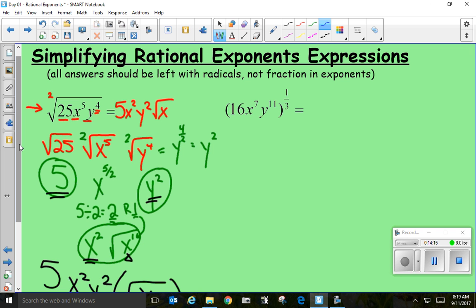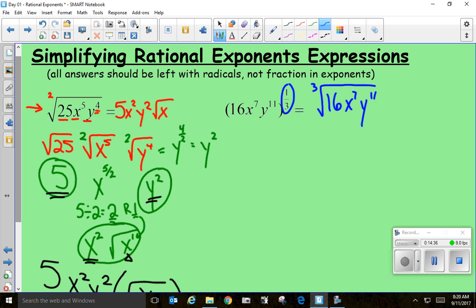All right. So don't forget, this is the cube root, right? This will be the cube root, and everything will be to the power of 1. So it's 16 x to the 7th, y to the 11th, to the power of 1. But I don't really have to write the power of 1. I don't have to write an exponent if it's 1. So now we're going to do this the same way we did the first problem. What should I do here?